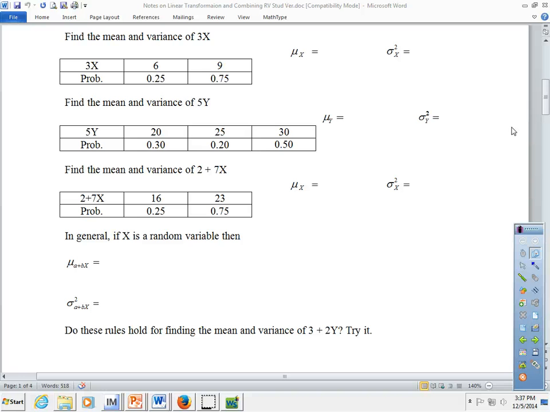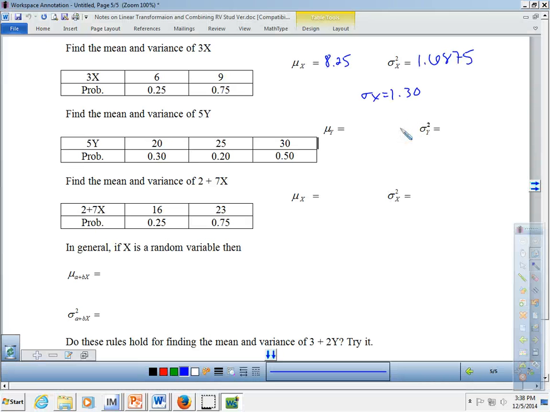Take your time to do that, and you can stop the video if you want, find out what you got, and I'll show you what I get, and then we'll talk about the results. Okay, so did you get 8.25 for your mean, 1.6875 for your variance, and 1.3 for your standard deviation? And if you're wondering why we keep carrying variance through, you're going to find out when we start combining random variables why that's important. But for right now, it may not make a lot of sense, and that's okay. Just kind of roll with it.